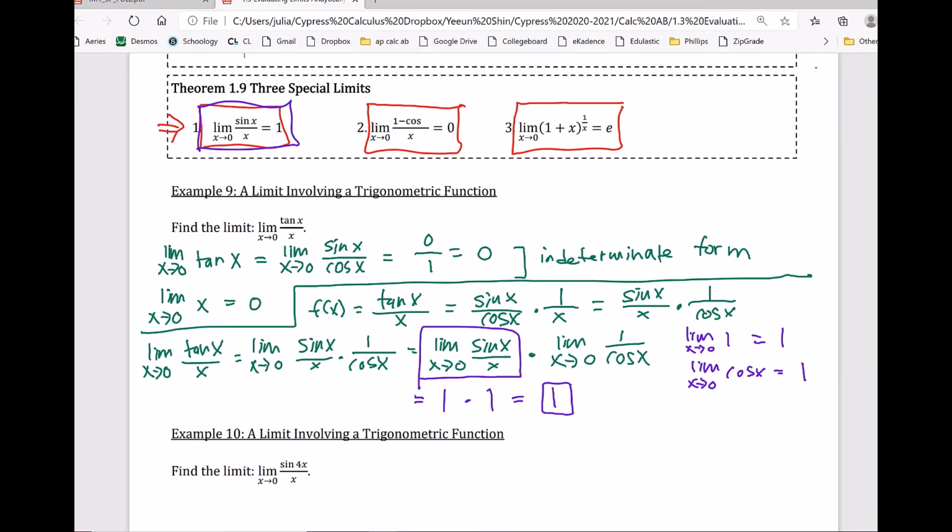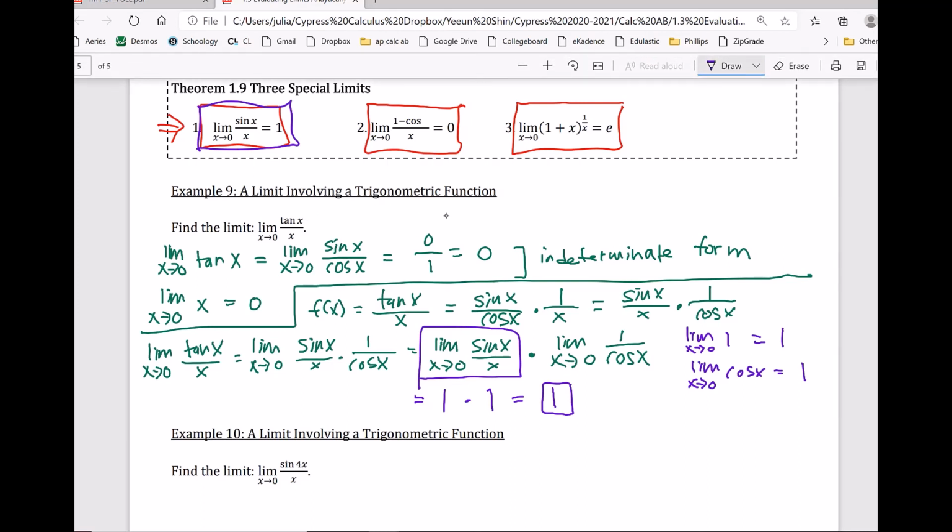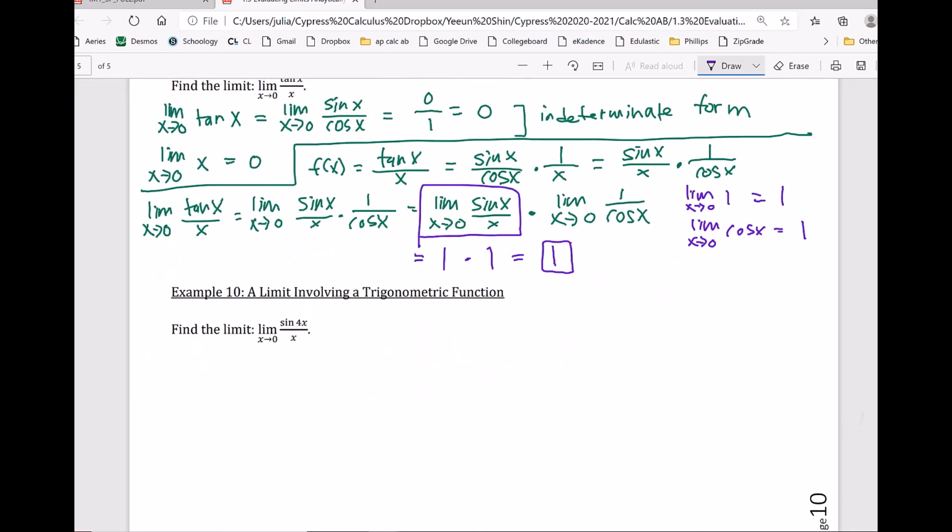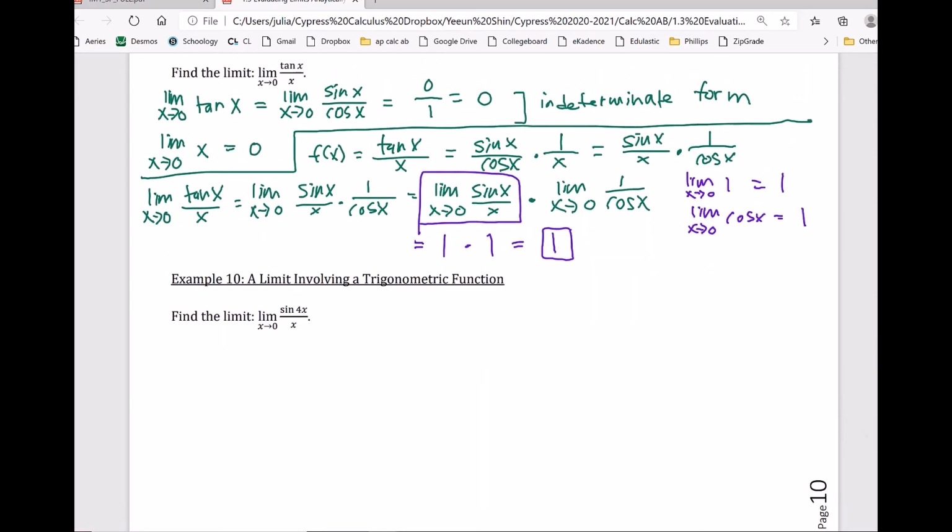So when you have a limit involving a trig function, as of right now, what you're going to do is try to locate one of the 3 special limits. Okay? That's the strategy. You're going to try to look for one of these 3. So let's do one more. A limit involving a trigonometric function.